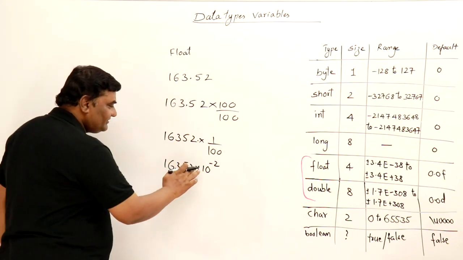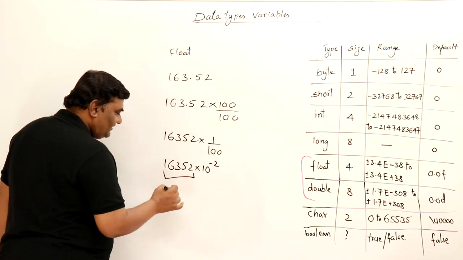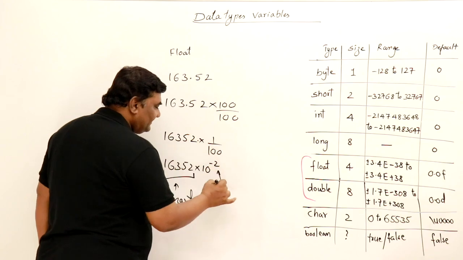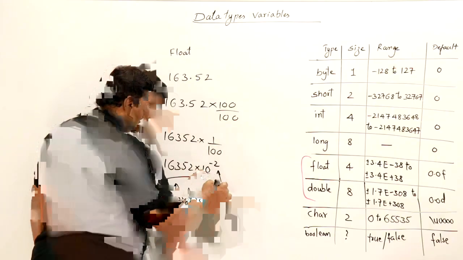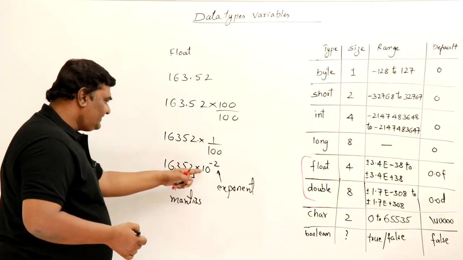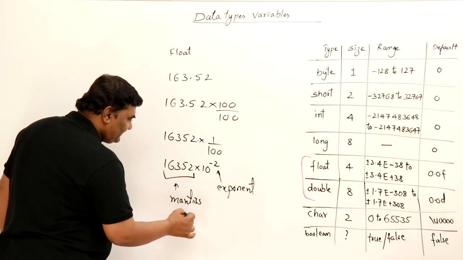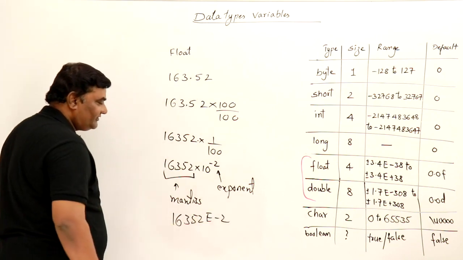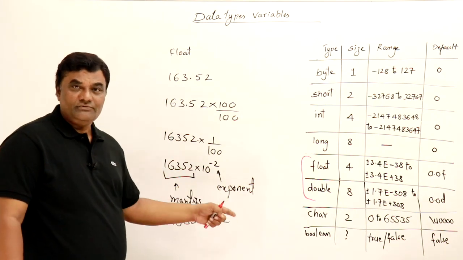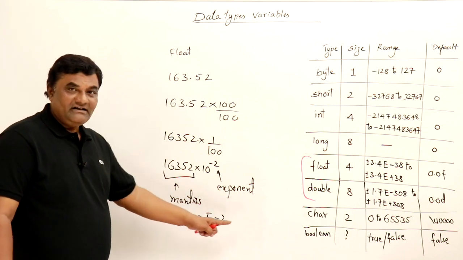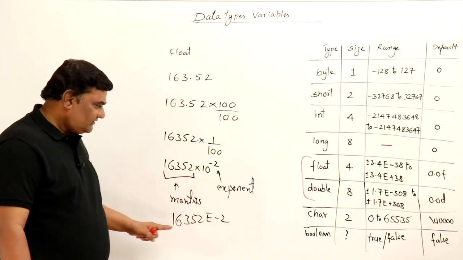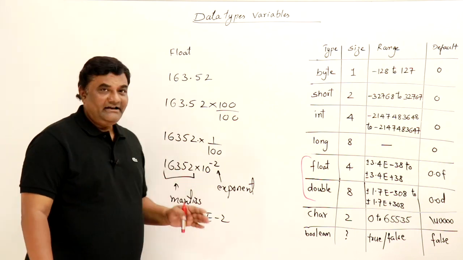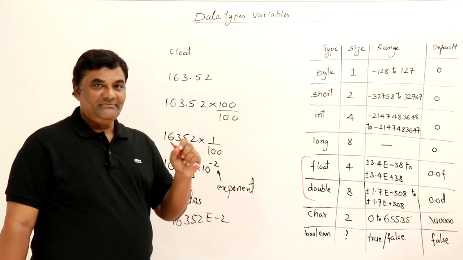And in this representation, this portion is called mantissa, and this portion is called exponent, right? An exponent is always 10 to the power. So this is understood, it is 10. So this is also written as 16352 e minus 2. So e means 10 to the power of minus 2. So this is how decimal numbers are represented. This is also called scientific representation. This is just a basic idea I have given you of how floating point numbers are stored.